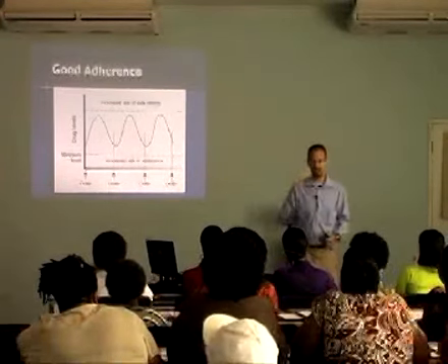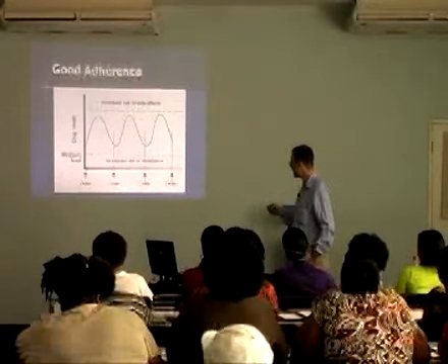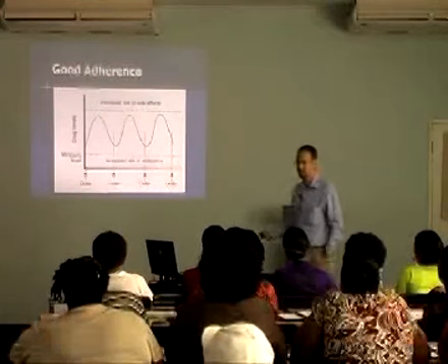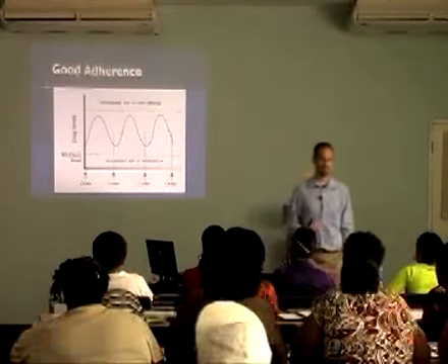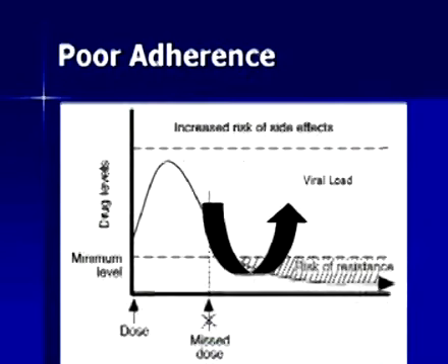So we want to take the drug at regular intervals so the drug levels stay nice and steady in this range. Every medicine has a certain range. Too low, and it doesn't work. Too high, and you get toxicity and side effects. So we want it to stay in this nice range. That's why patients need to take their drugs on time every day. But what happens if they don't?